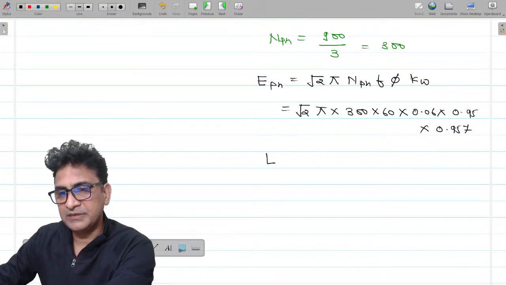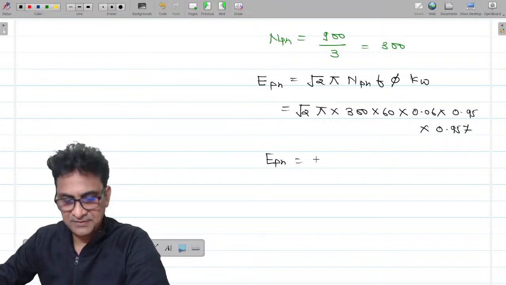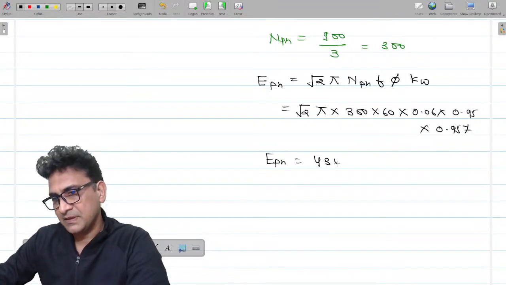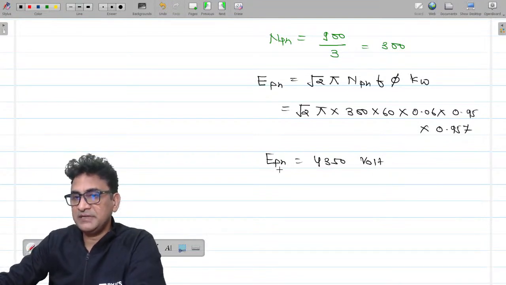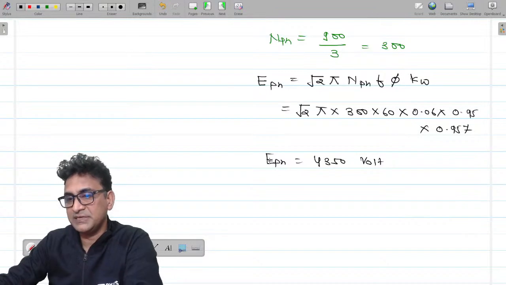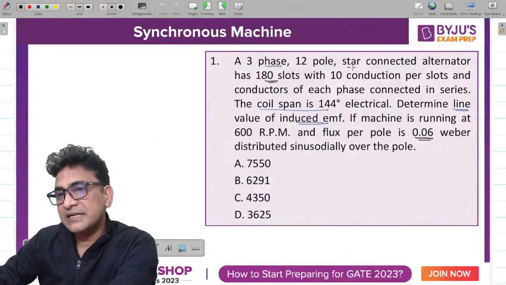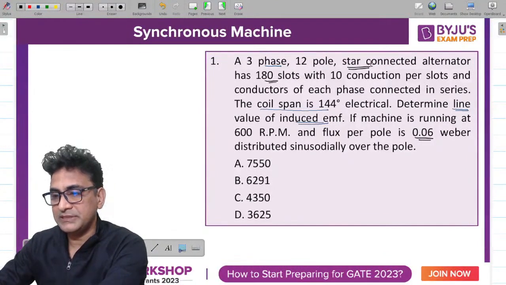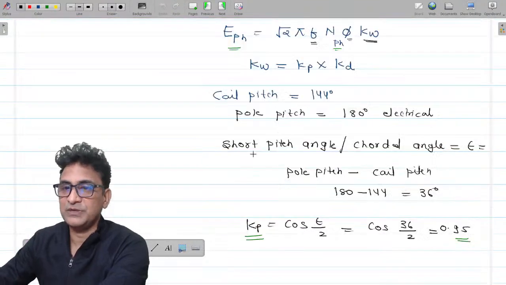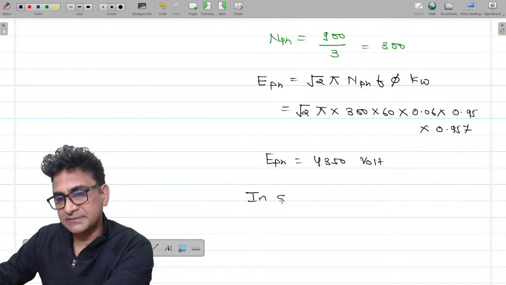If you calculate, you will find it is 4350 volts. It is not the line induced EMF, it is the induced EMF per phase. Remember, it is not the line induced EMF, it is the induced EMF per phase. Now see, it is a star connected alternator. So in a star connection, the line voltage is root 3 times the phase voltage.